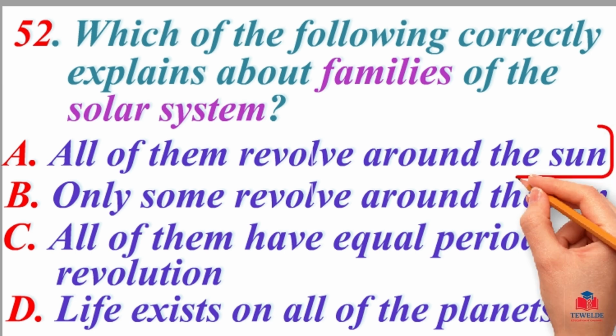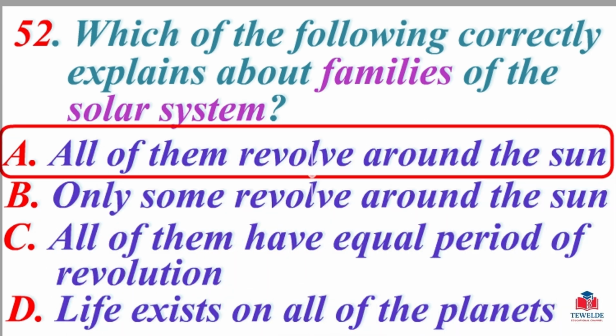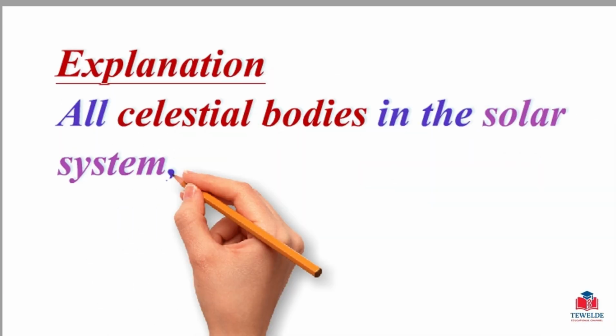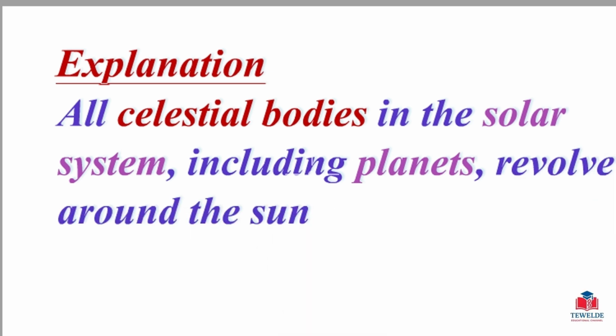The correct answer is A. All of them revolve around the sun. Explanation. All celestial bodies in the solar system, including planets, revolve around the sun.